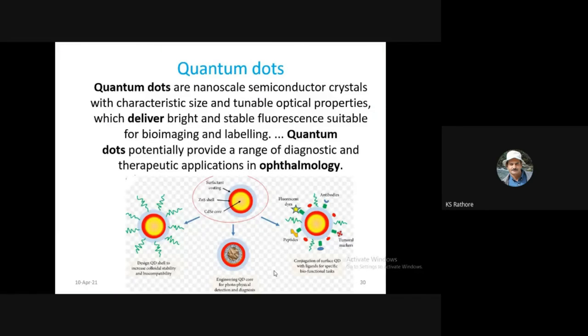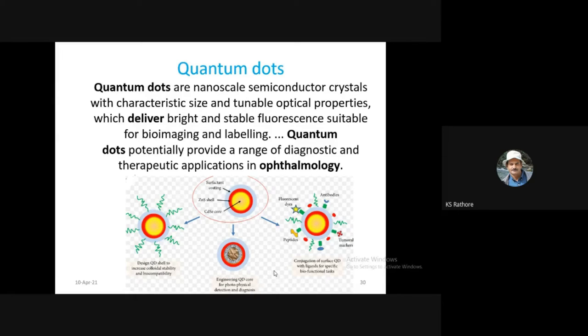And in future, these quantum dots are quite promising dosage forms, you can say. These are nanoscale semiconductor crystals with characteristic size and tunable optical properties, and they deliver bright and stable fluorescence suitable for bioimaging and labeling. Whenever you want some bioimage of the interior of the eye, you can use these quantum dots. And this potentially provides a range of diagnostic and therapeutic applications in ophthalmology. So the use of quantum dots will be very much there in future, in diagnostic and therapeutic purposes, in glaucoma.